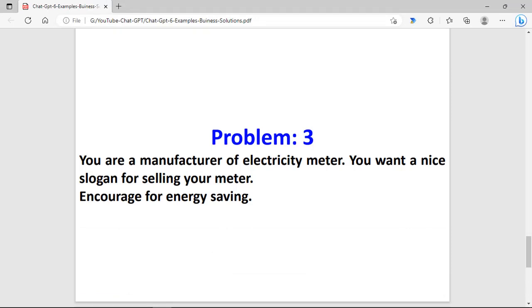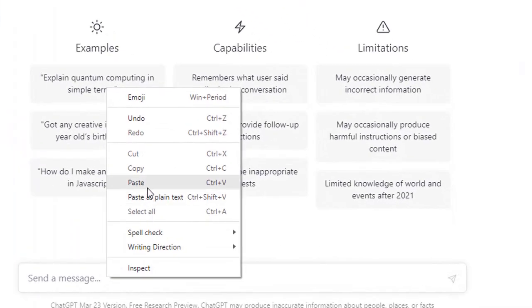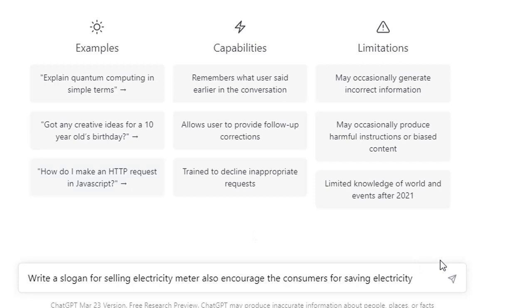Suppose you are a manufacturer of electricity meters and you want to create a slogan for selling your electricity meter, but also encourage the consumer to save energy. We check. So we have the question. Write a slogan for selling the electricity meter. Also encourage the consumers to save electricity.